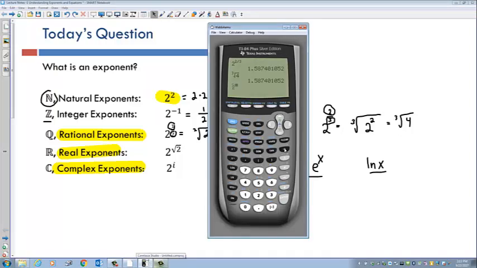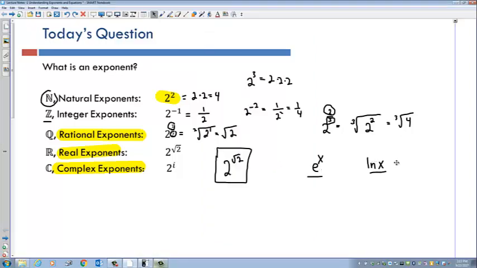You can do 2 raised to the power of the square root of 2. We just don't really understand what it's doing when it makes that calculation. But we will eventually once we start talking about e to the x and ln of x. And of course complex exponents are even harder to understand, so we need to know a little bit about trigonometry to really understand what 2 to the i really means.